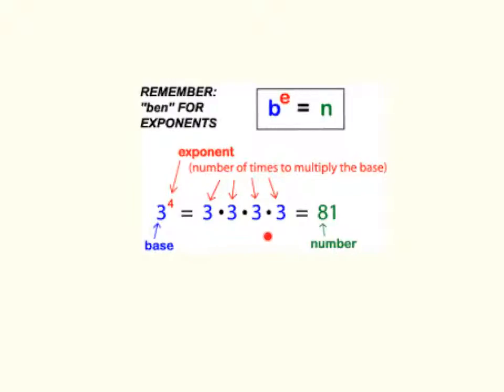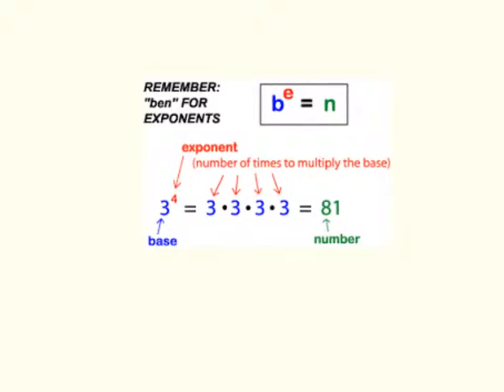Here, we have the exponential equation in what we call expanded form, where we write out that we are multiplying 3 by itself 1, 2, 3, 4 times. When we multiply all of that together, we get 81, which you can think of as the number, which is also our product.